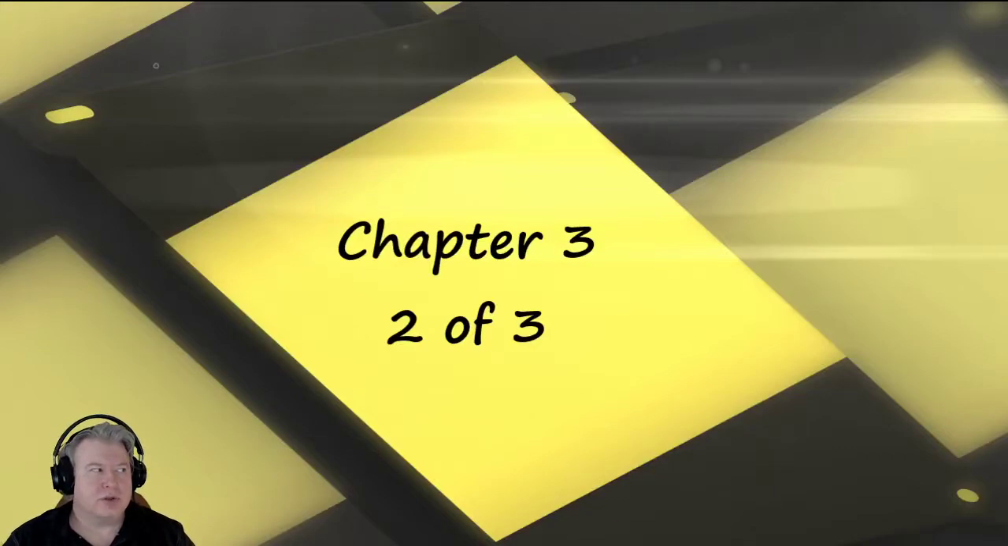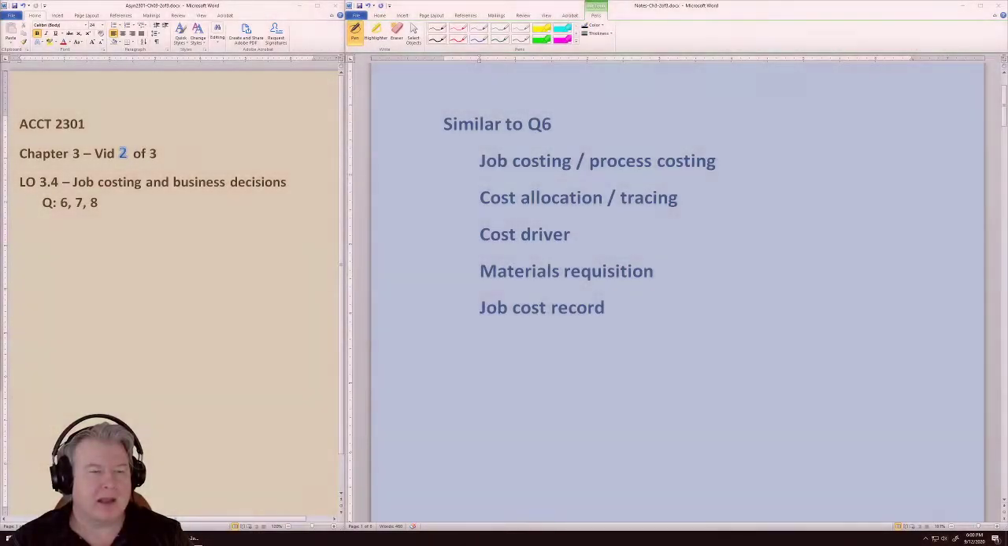Okay, welcome to the second video of chapter 3, and it's going to be just about the fourth learning objective. It's taking all what we've learned before about job costing and applying it to business decisions. So let's take a look at the three questions that this learning objective covers. Questions 6, 7, and 8 on your homework.